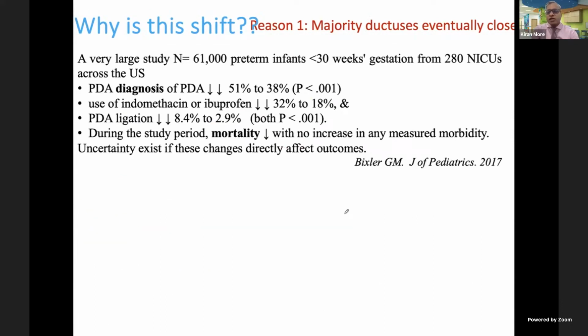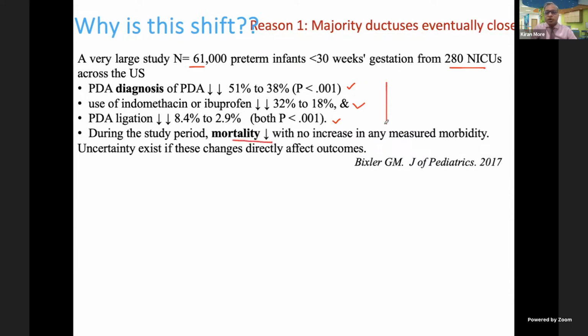Now, there are more and more observational studies and database studies coming up showing us that the PDA eventually closes. One of these very large NICHD studies of 61,000 infants from 280 NICUs in the US, published in 2017, showed that nowadays we are diagnosing PDA less, maybe we are looking less, and people are using less indomethacin and ibuprofen. People are doing fewer ligations, almost 2.9% or even less than 1% in many units now. And overall in this period, the mortality has still gone down.